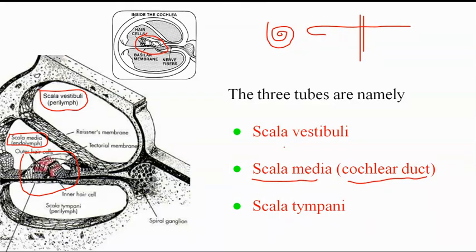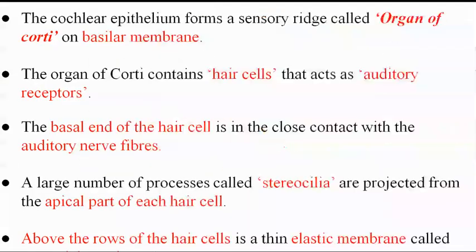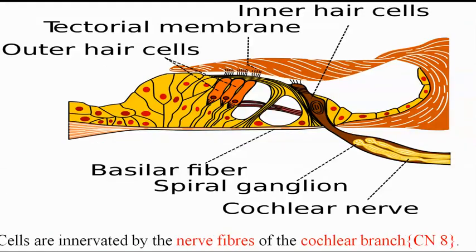And in this organ of Corti, we have the important structures like the hair cells. Hair cells are the actual receptors for auditory function. These hair cells are connected to the auditory nerve fibers at the base. On the apical part of the hair cell, we find the presence of stereocilia. Over these stereocilia, you find an elastic membrane which is called the tectorial membrane.